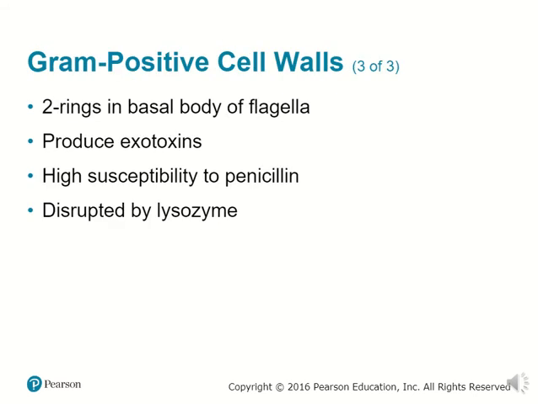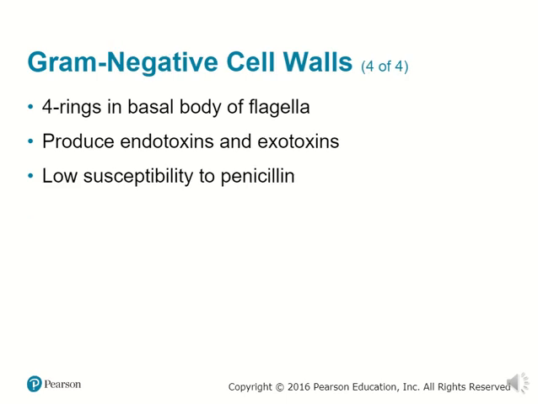For gram-positive cell walls, there are two rings in the basal body of the flagella. They produce exotoxins, and they have a high susceptibility to penicillin. So in illnesses caused by gram-positive bacteria, penicillin has been known to be highly effective. Essentially, they're disrupted by lysozymes, which help digest those bacterial cell walls.